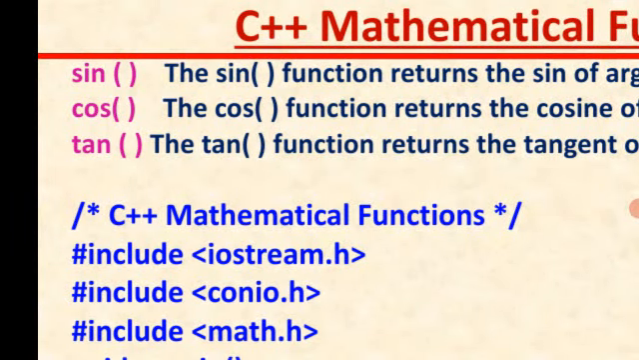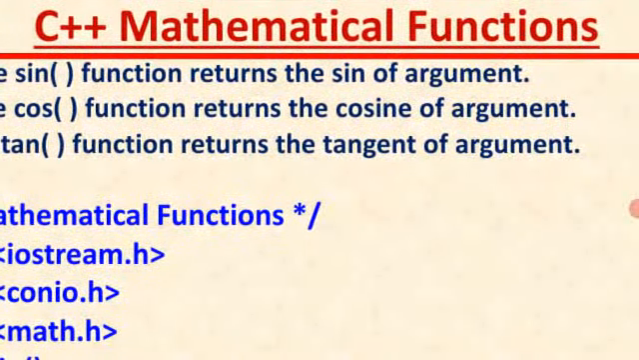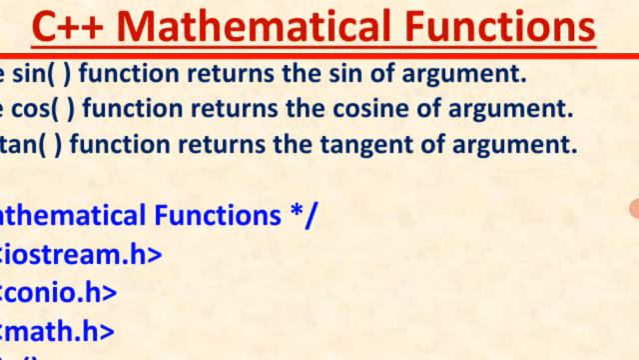Then consider the tan function. This function returns the tangent of the argument. So these are a few examples we have taken. Still more mathematical functions are there in C++. Just to give you an example, the square root function is there, the absolute function is there. All these are ready-made mathematical functions which are available in the C++ software package.